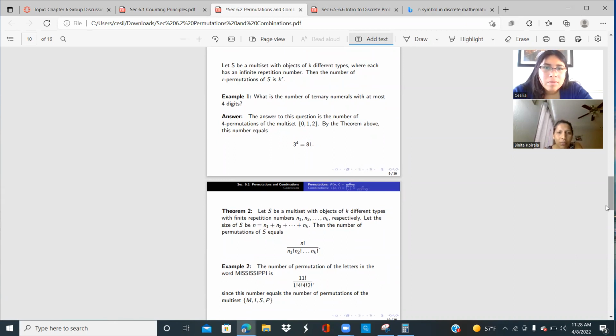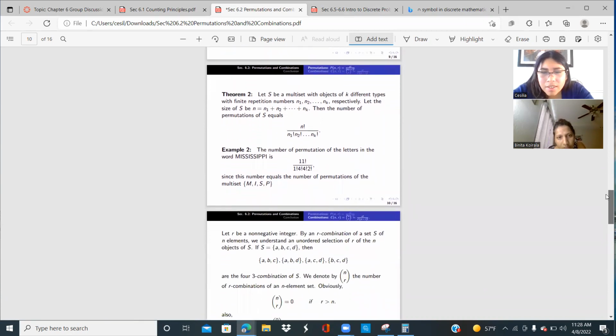Example: what is the number of ternary numerals with at most 4 digits? The answer to the question is the number of 4-permutations of the multiset {0, 1, 2}. By the theorem above, this number equals 3 to the power 4, which is 81.